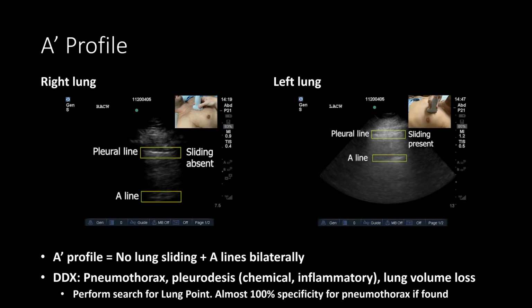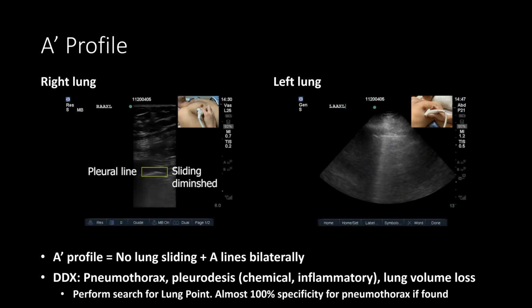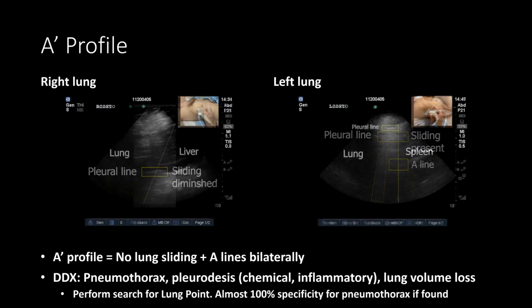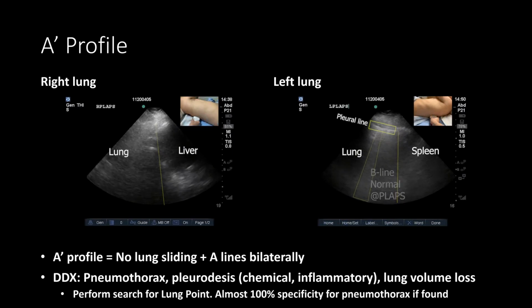Moving into A prime profile, we can see on the right lung here, there's absent sliding compared to the left. And with M mode, we can confirm this, identifying a barcode sign versus a seashore sign. And again, comparing the right versus left in the fifth intercostal space, we see diminished sliding. However, the remainder of the PLAPS examination appears relatively normal.